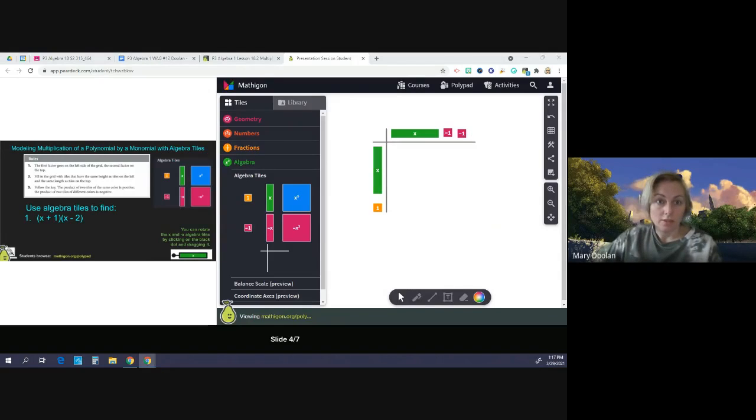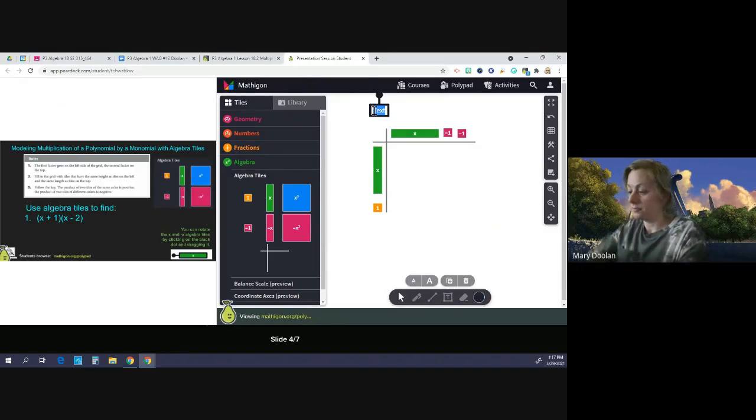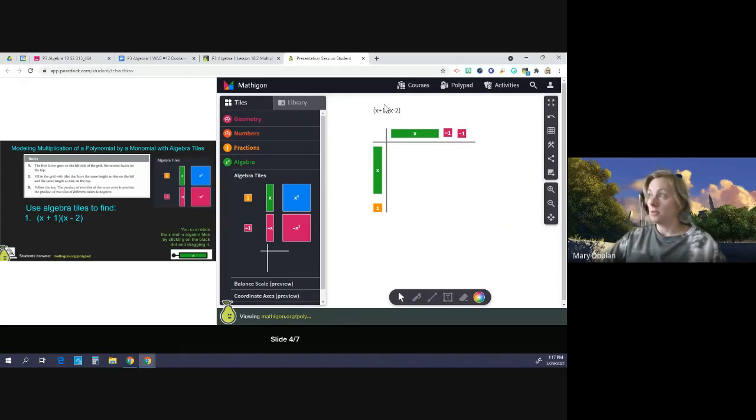So far this is what we have. This is just representing this problem right here of x plus 1, that's what we have on the left, times x minus 2, and that's what we have across the top. So that's what we're showing right here. And now we're just going to fill this in.